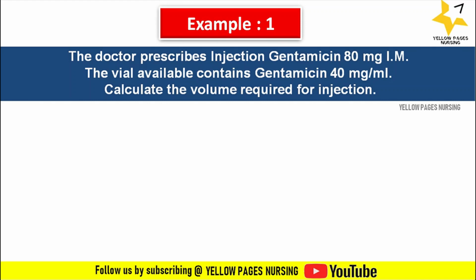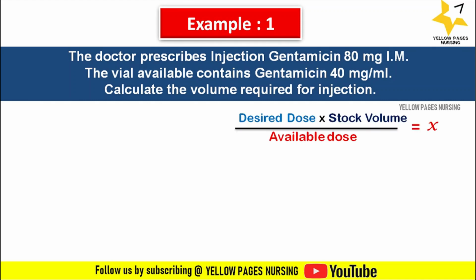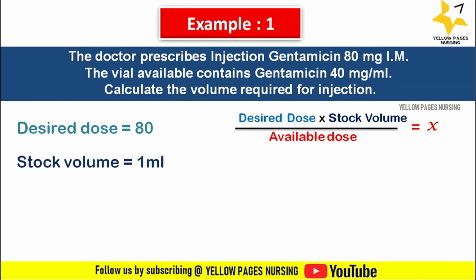Now, the formula for calculating the volume will be desired dose multiplied by stock volume divided by available dose, which gives the volume. Here, the desired dose is 80, that is the doctor's prescription. Stock volume is 1 ml. Here, the available dose of gentamicin contains 1 ml, which is the stock volume. Next is available dose 40 mg. 1 ml of the vial contains 40 mg of gentamicin in it, and hence it becomes the available dose.